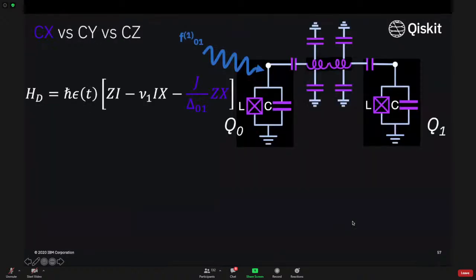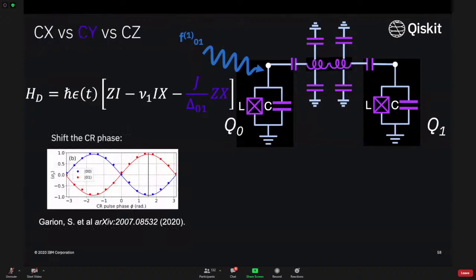So now, how is it that this works? Well, before I talked about this cross-resonant interaction and how you can build a CX from that, one thing I didn't mention at the time is that the cross-resonant phase is something that you can tune as well. And by adjusting the phase of your cross-resonant tone, you can adjust yourself from being a CX type gate to being a CY type gate. So now we've achieved an ability to get the CX as well as the CY.